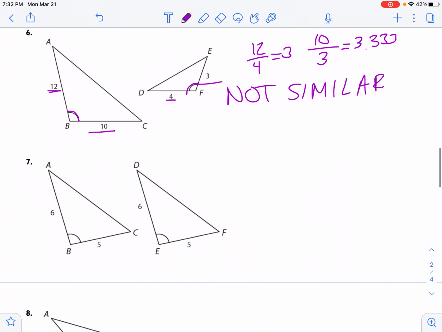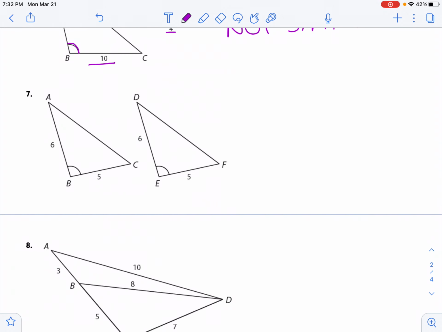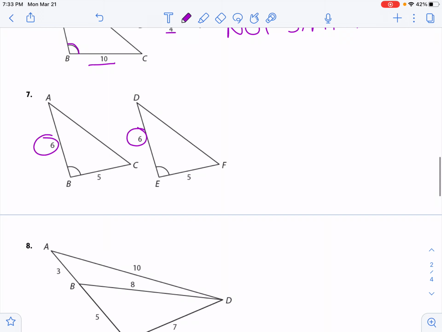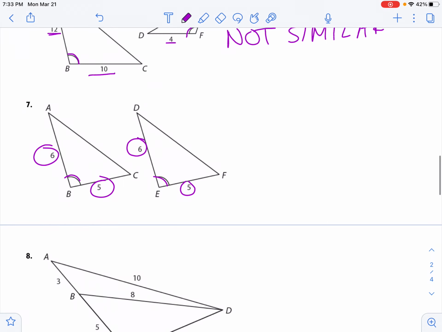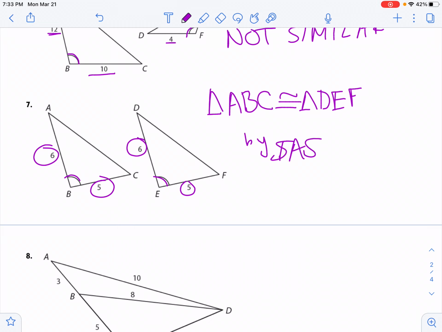Okay, this one, notice that it looks like 6 is the same as 6, 5 is the same as 5, and the middle angle. So these are not only similar, they are congruent because they're exactly the same. So we have triangle ABC is similar, you could even say that it's congruent to triangle DEF by side-angle-side congruence. Or you could just say they were similar because they are the same shape, but they also have to be exactly the same.